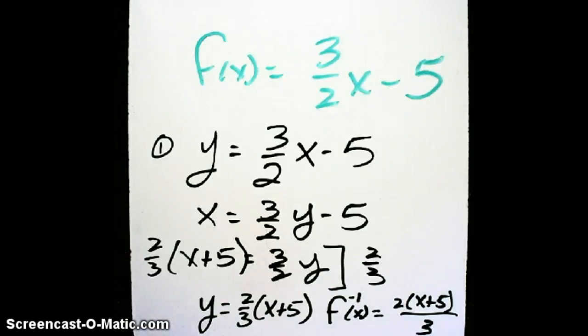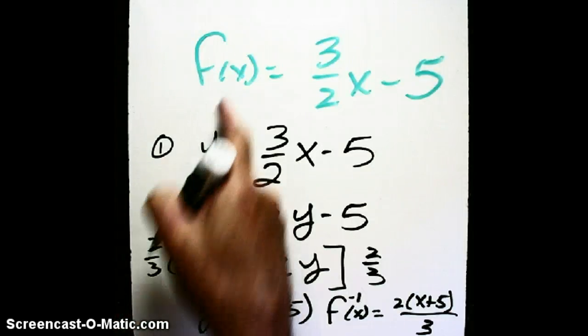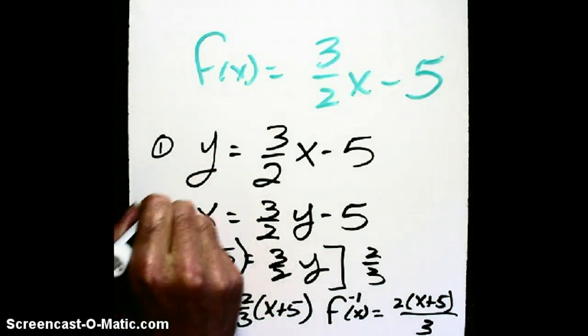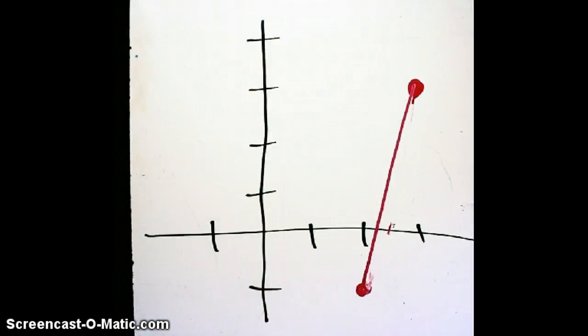Step number 1, change the f of x to y. Step number 2, switch the x and the y. Step number 3, solve for y. Step number 4, write f of x or f inverse x for your y. Hope that helps. Okay, now we have a graph.